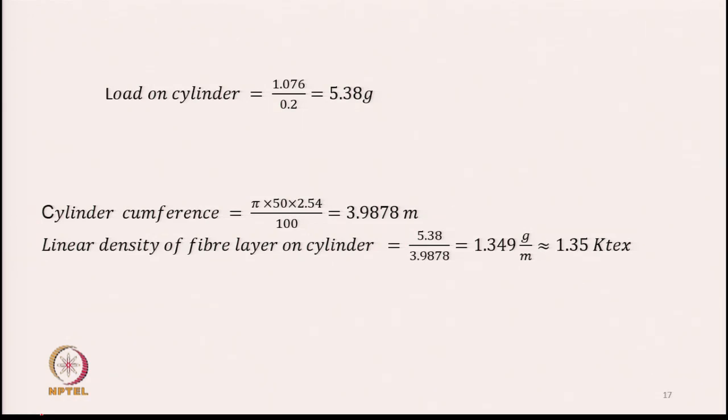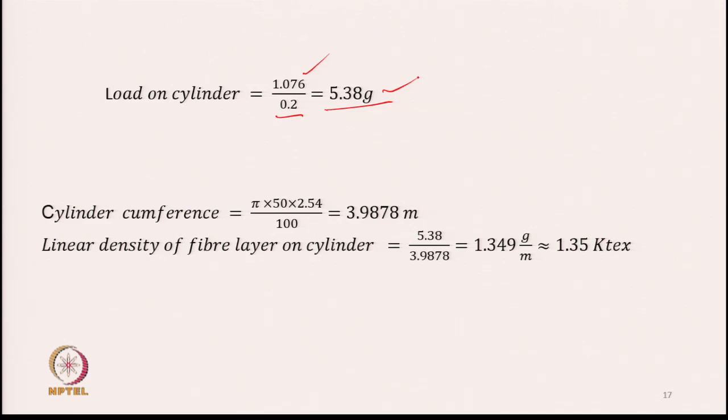So, if per revolution I produce 1.076 gram of sliver, that means that much material is transferred from cylinder to doffer per revolution of the cylinder. So, that divided by 0.2 will give you 5.38 gram. That means the fiber load on the cylinder is going to be 5.38 gram, that is what is going to be the load on cylinder.